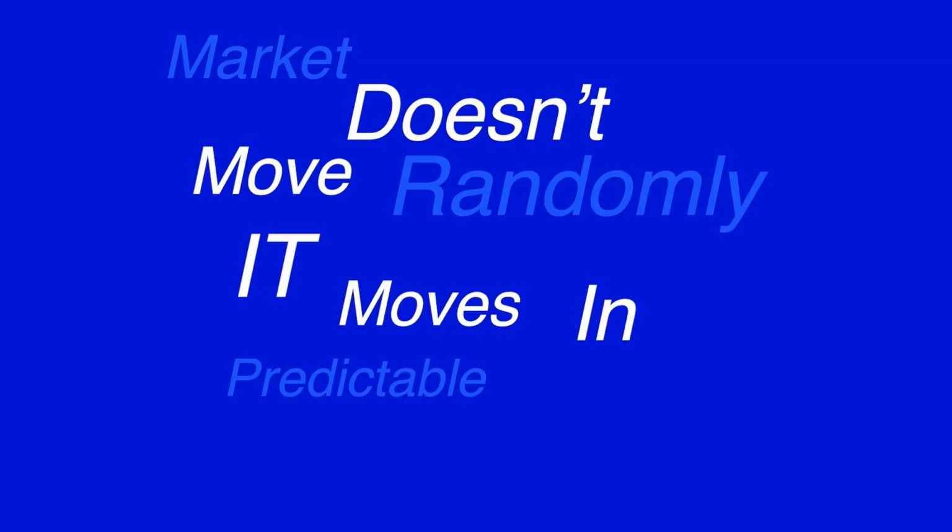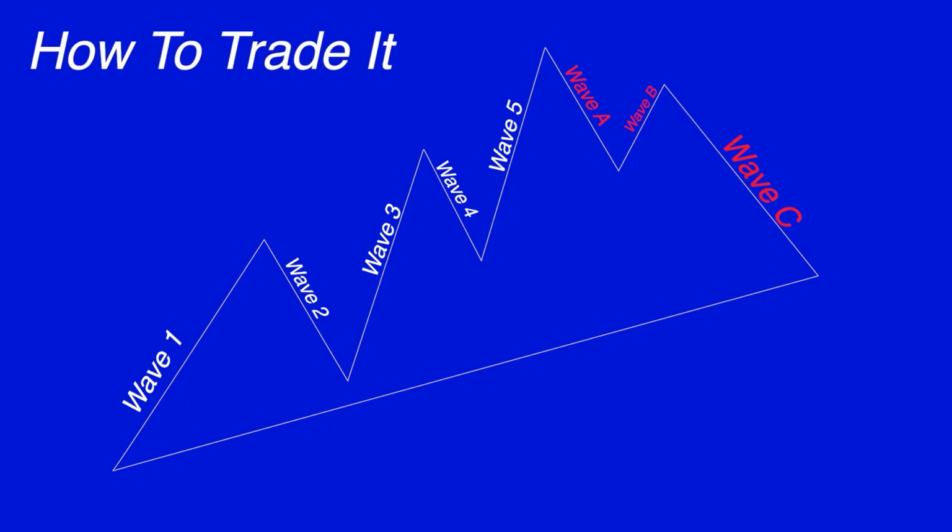Elliott waves. Market doesn't move randomly. It moves in predictable waves. This concept is called Elliott wave theory. The market moves in a cycle of 5 waves in the direction of the trend, followed by 3 waves in a correction. Traders try to identify where the market is within the wave structure.